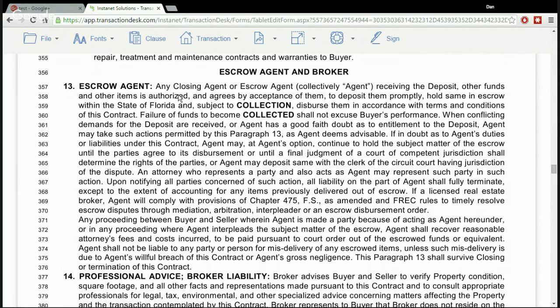So failure of funds to become collected shall not excuse buyer's performance. So just because the buyer doesn't place escrow doesn't mean they're off the hook. If a buyer goes under contract and they don't put escrow within that first 3 days, and they don't properly cancel the contract, they can still be in default of the contract, and they could still be required to owe that escrow deposit. That's what that says.